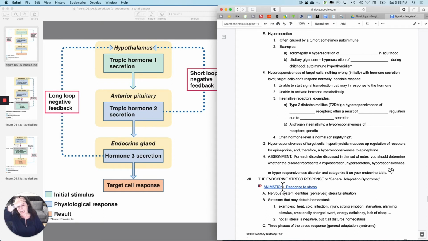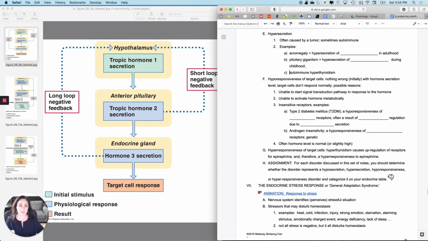Hypersecretion disorders can be caused by tumors, benign or malignant, and there is one weird situation in which we've got a hypersecretion that is an autoimmune problem. So let's talk about a few of these. Acromegaly is hypersecretion of what hormone in adulthood? It is hypersecretion of growth hormone in adulthood. Pituitary gigantism is hypersecretion of growth hormone during childhood. And then, I don't know why that's on the same line. I'm going to put it on a different line.